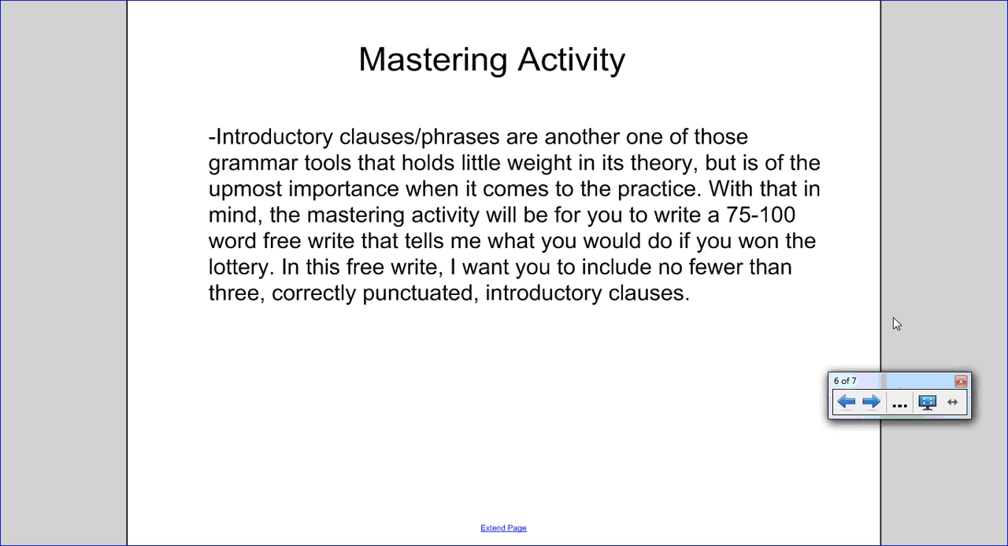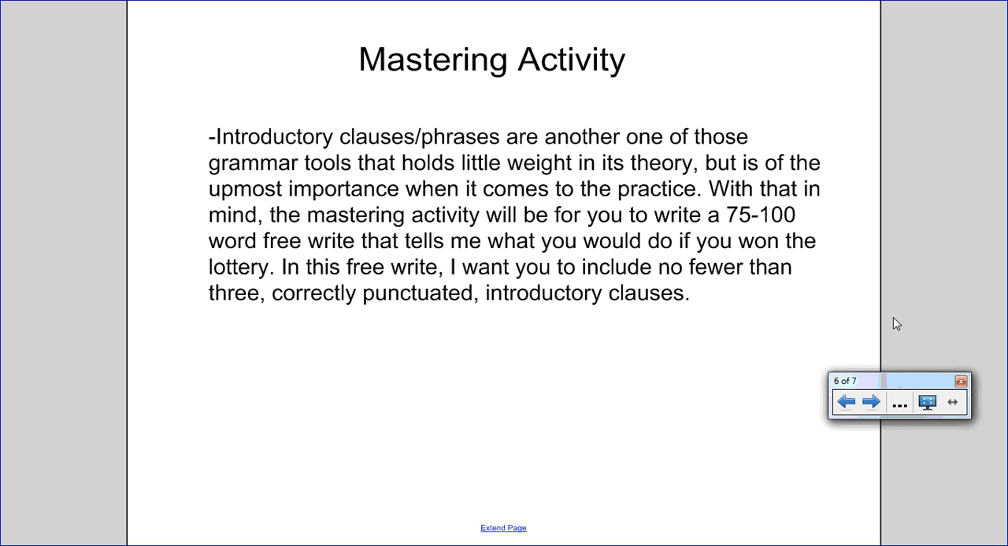So now we're to our mastering activity. Now, introductory clauses and phrases are another one of those tools that the only reason we have them is to help you become a better writer. The purpose of the introductory clause or phrase is really so that you can help your readers, when you write, understand more about what you're trying to say. So when I come up with a mastering activity for this tool, it only makes sense that it comes with you practicing in your own writing.